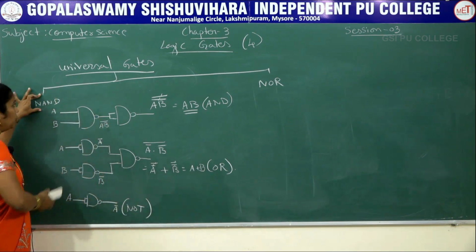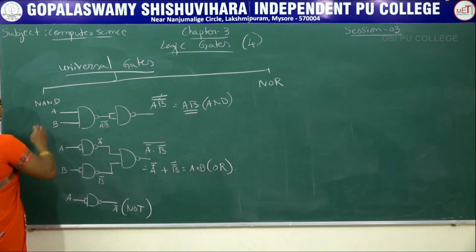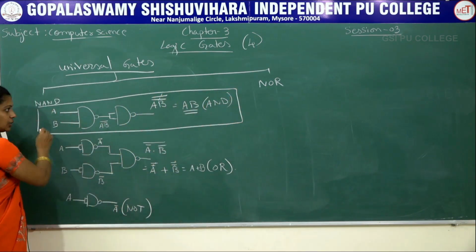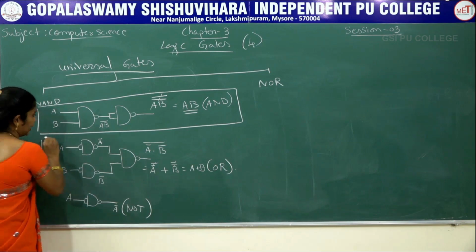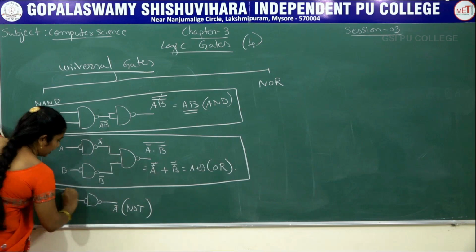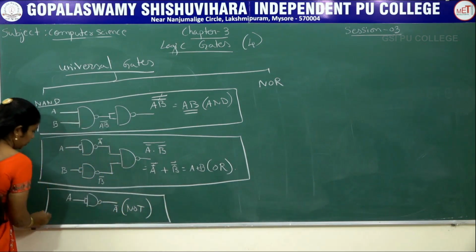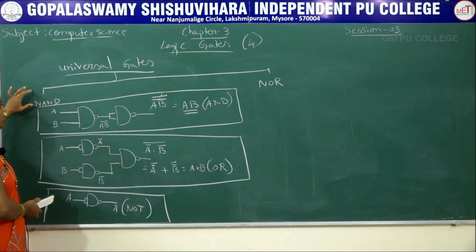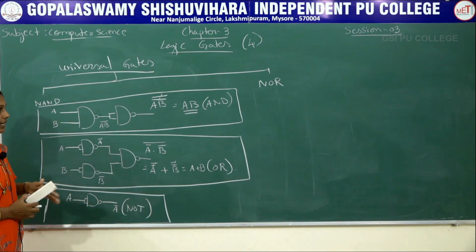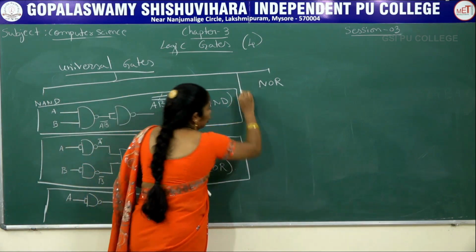See, prove NAND gate is universal gate. For this part, 1 mark. If you write only this part, then 1 mark. If you write the second part, then you will get 1 mark. And if you write the last symbol, then you will get 1 mark. By this I can prove NAND gate is universal gate. Now is it clear? Next I am going to explain NOR gate.